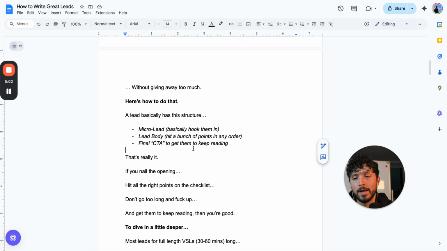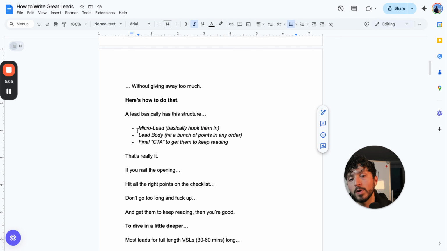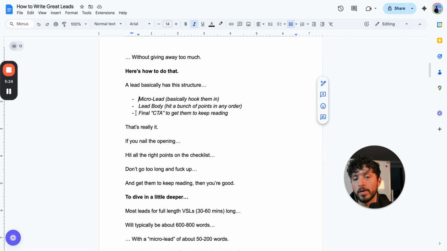Now, super high level, we're going to go detailed into the structure in a second, but a lead is basically going to start with the micro lead, which is just the little hook that you get the foot in the door with. Then you go into the lead body, which basically means you hit a bunch of different points, and I'll give you the formula for the points. You just hit them almost in any order. And then finally, you get to the call to action, which is just, hey, keep reading or keep watching. That's it. So there's really only 3 parts to it.